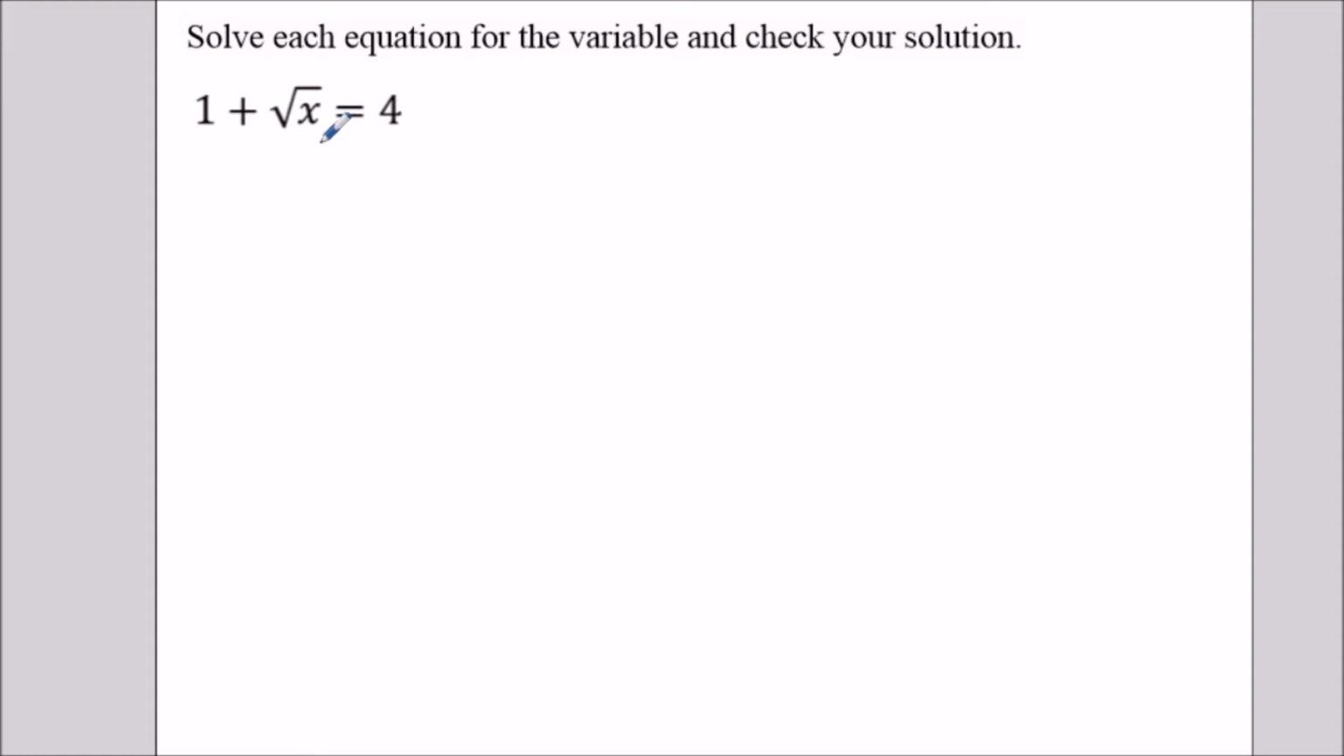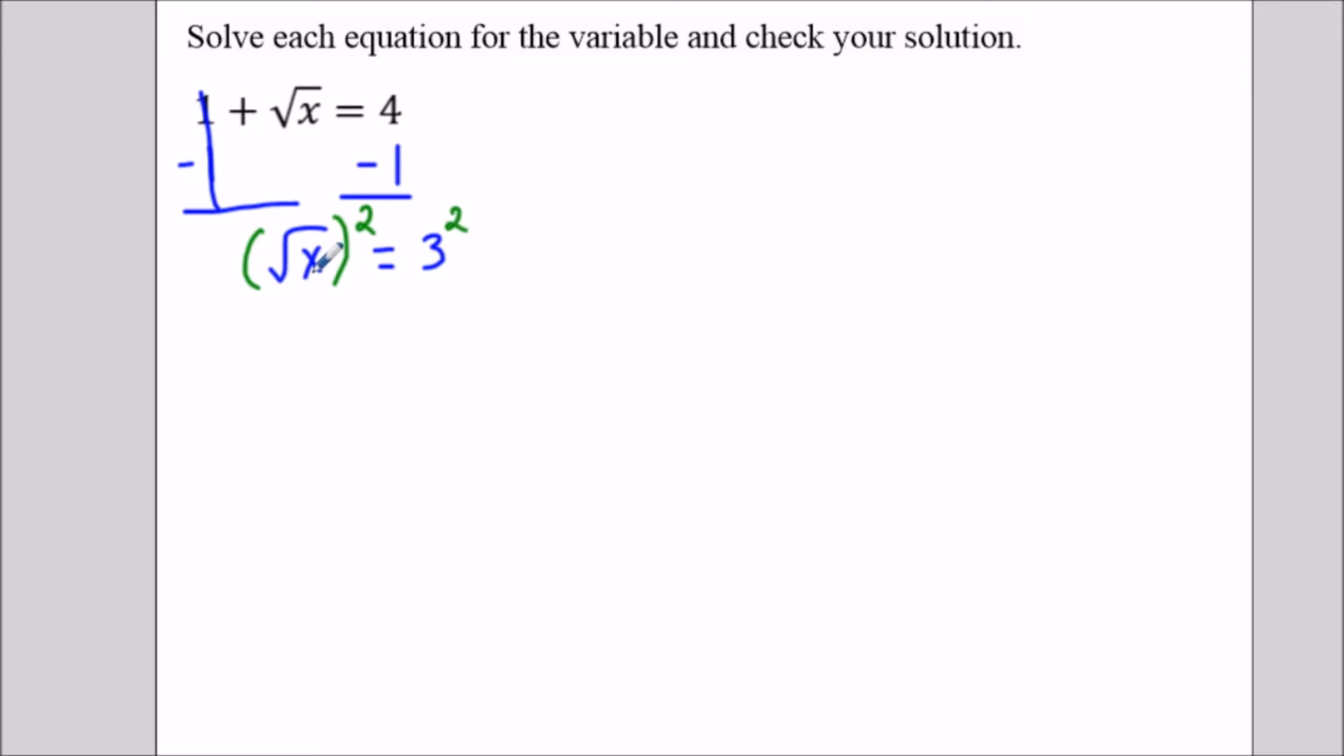So first thing we want to do with all these questions is get the square root term alone. So we're going to subtract 1 on both sides. And what we have left is square root x is equal to 3. Now the concept that we're using here, or the algebra, is to get rid of a square root, we do the opposite operation, which would be to square both sides. So we're going to go ahead and raise both sides to the second power.